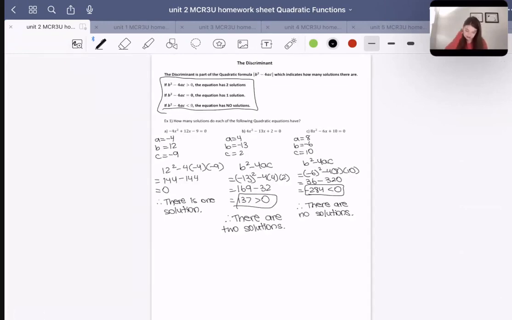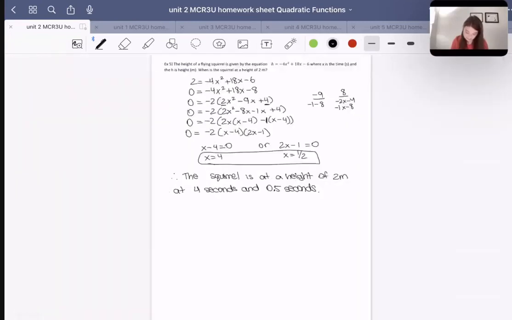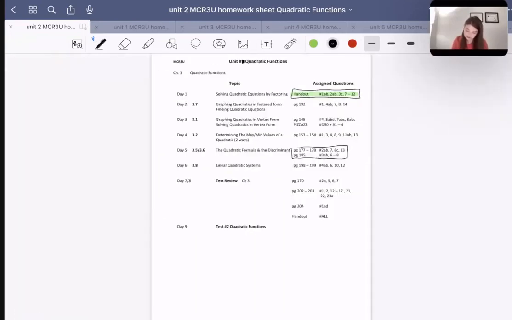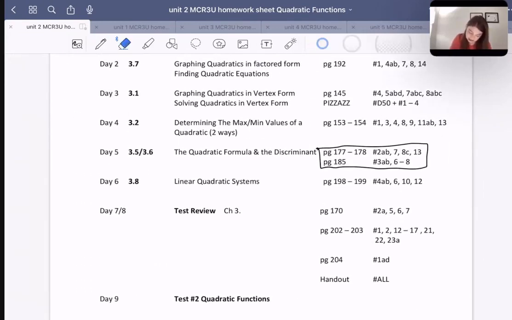Well, that's it for today. In terms of some homework to complete, please go and complete this homework from the Nelson textbook. This actually is from this day and last day as well. This has to do with the quadratic formula and using it to actually solve the equations in full, and also using the discriminant to find the number of solutions.